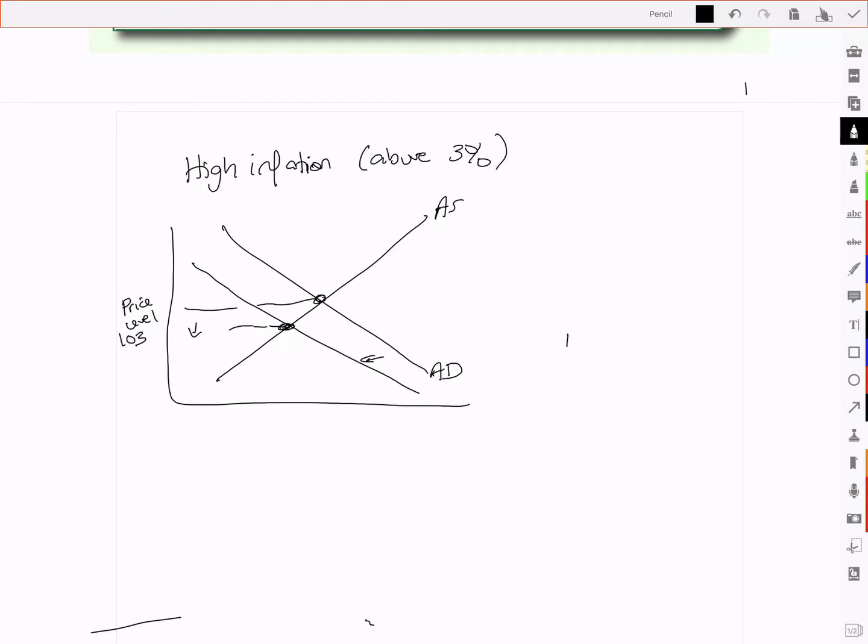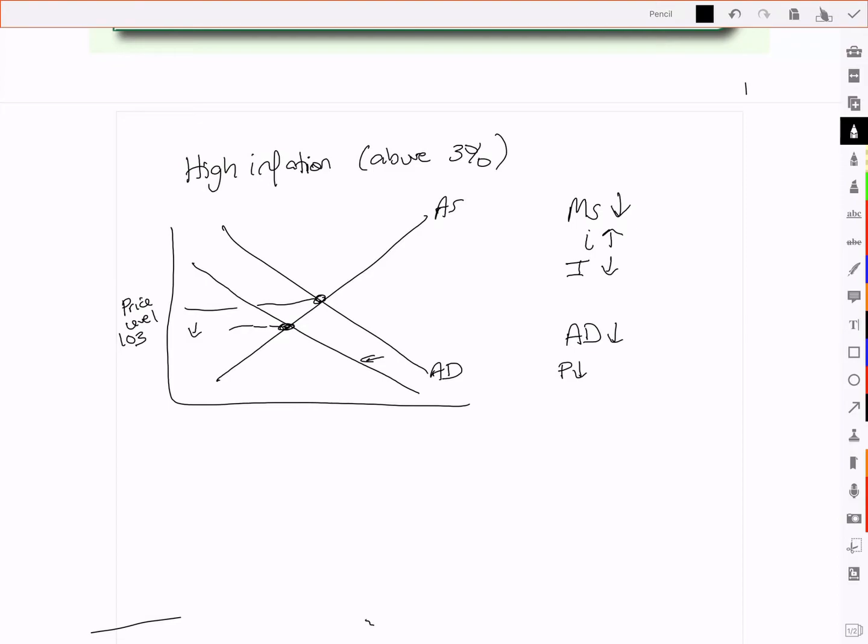Okay, so if we have too high of inflation, if we're above 3%, we need to get aggregate demand to decrease. So if you want aggregate demand to decrease so that prices will fall, what should you do to the money supply? Increase it or decrease it? Well, if you decrease the money supply, it makes interest rates go up, which makes investment spending go down, decreases demand, makes prices go down.